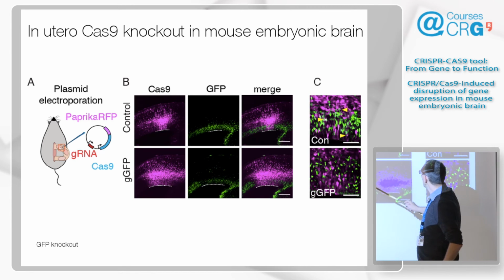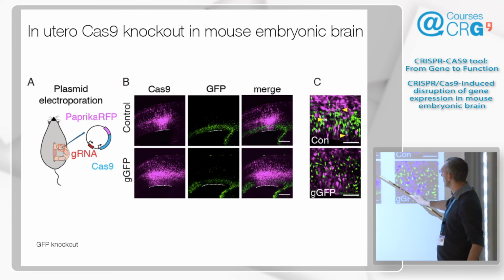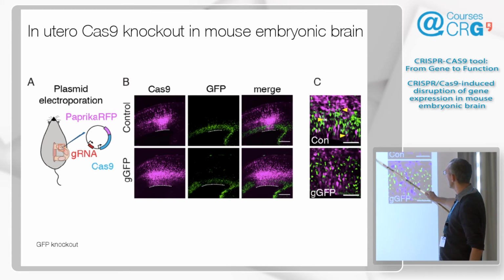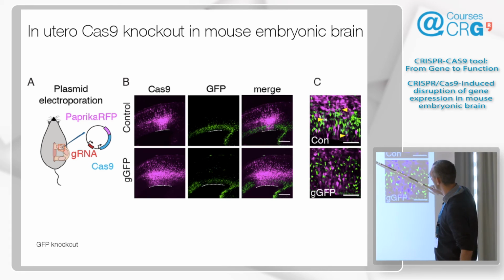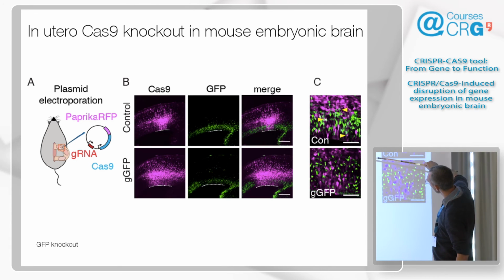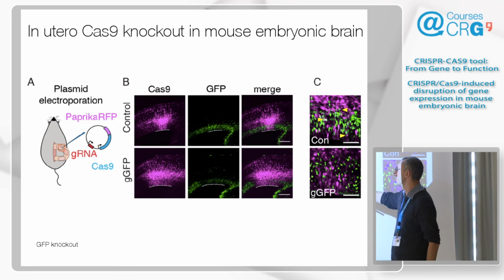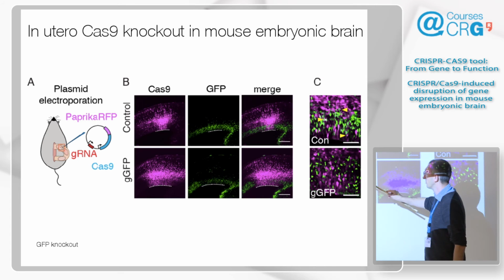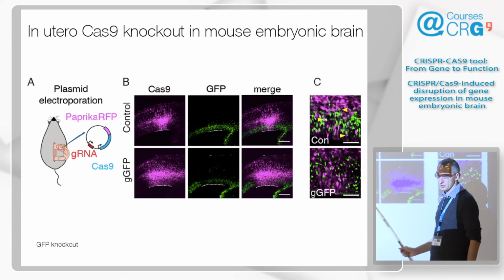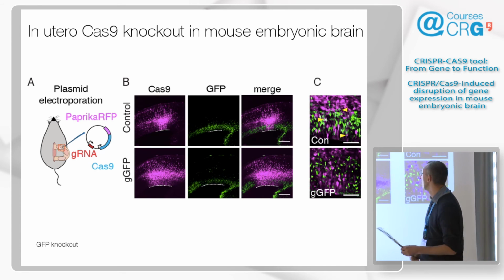So if we look at the overlay, you can see here this is the ventricle. This is where it was injected, and this white interrupted line roughly tells you where the electroporation went, and you can figure this out by the direction of the paprika expression. So you know which cells got the plasmid.